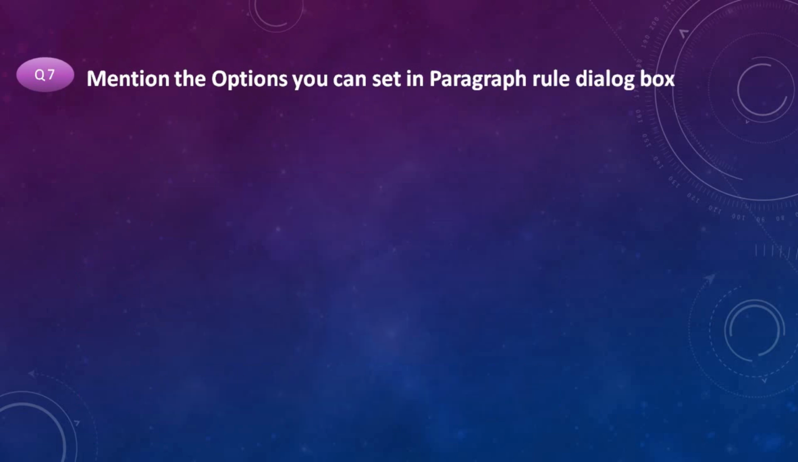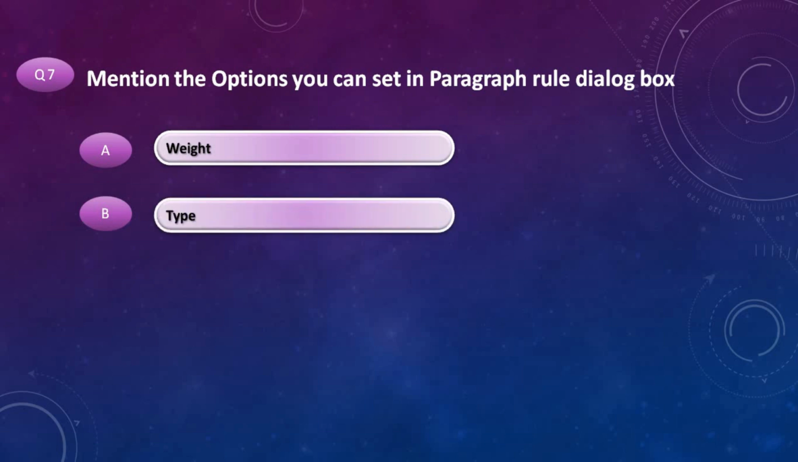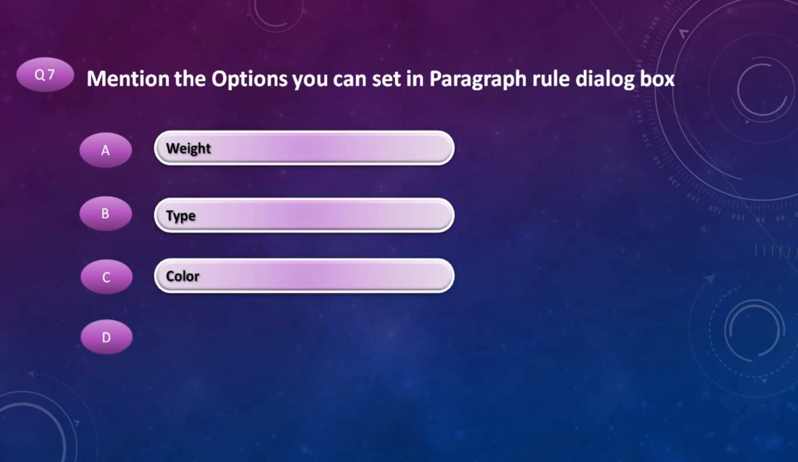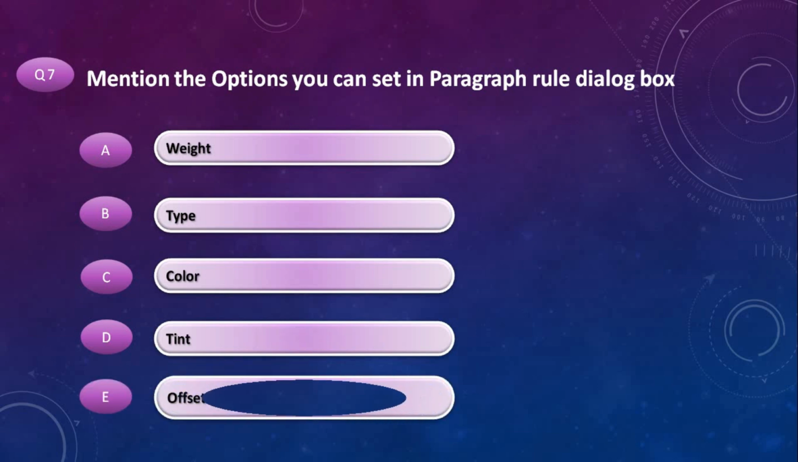Mention the options you can set in paragraph rule dialog box. Weight, type, color, tint, offset, and you also have indent. The options you can set in paragraph rule dialog box are weight, type, color, tint, offset, and indent.